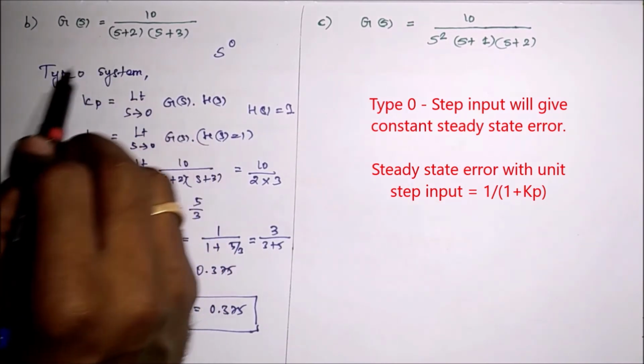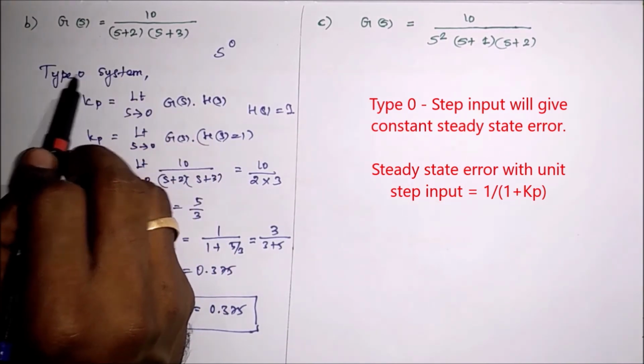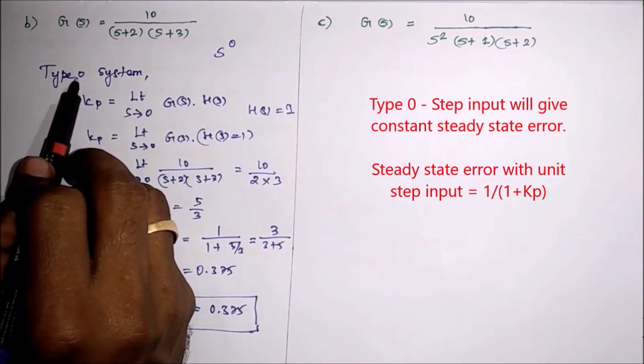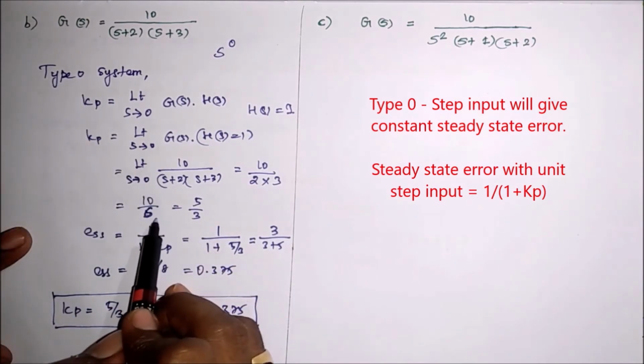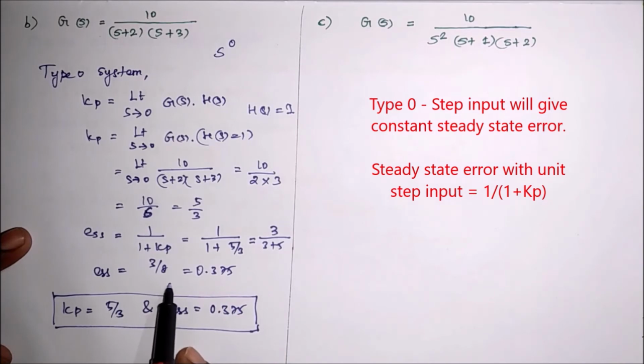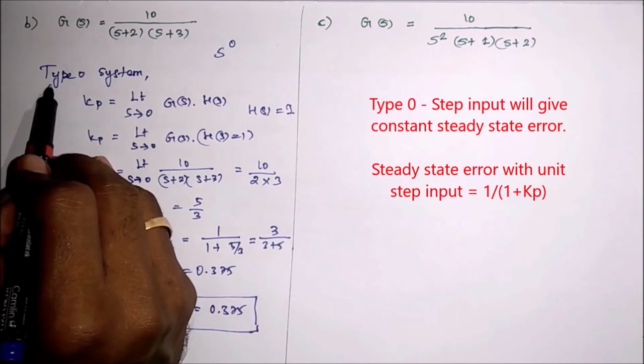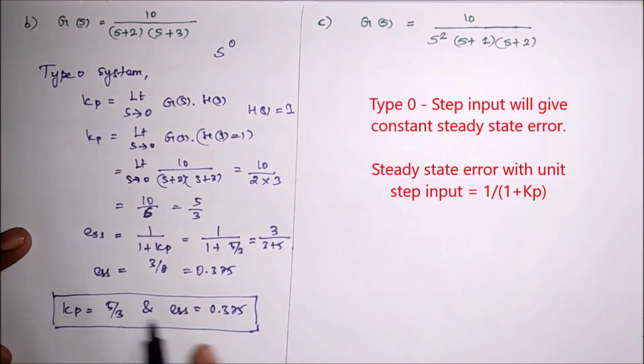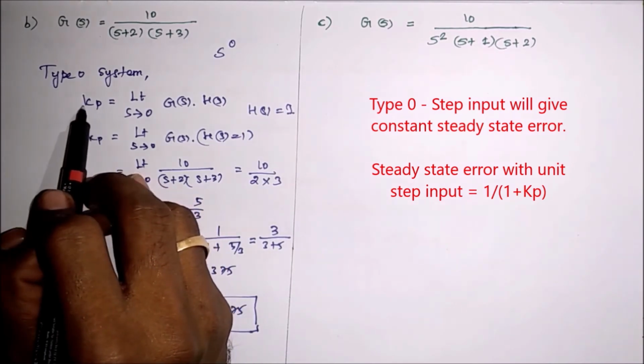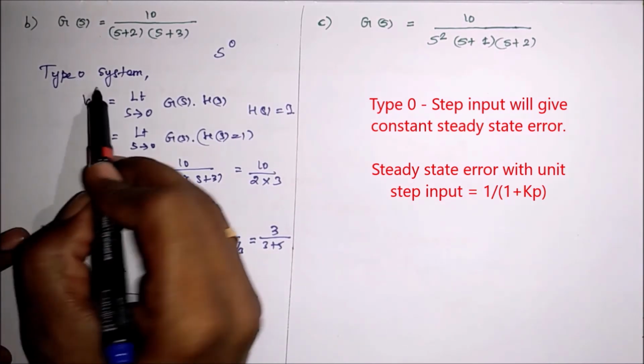So from the given problem, it is a type 0 system. Therefore, for a type 0 system only the positional error constant will give a constant value, and its steady state error is also a constant value. The velocity error constant and acceleration error constant and their steady state errors for a type 0 system will give either 0 or infinity. But according to the given problem, we have to consider the error constant which will give the constant value. So we use the positional error constant for the type 0 system.